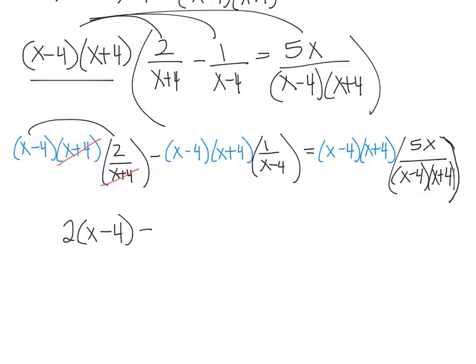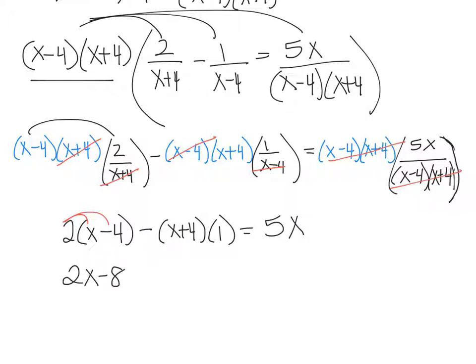Now we need to look at our second term. The x minus 4 in the denominator cancels with the x minus 4 on top, so I'm left with an x plus 4 times 1. And that equals a 5x because both the x minus 4 and x plus 4 cancel. Now I need to distribute the 2 to each term in parentheses. So that gives me a 2x minus 8.